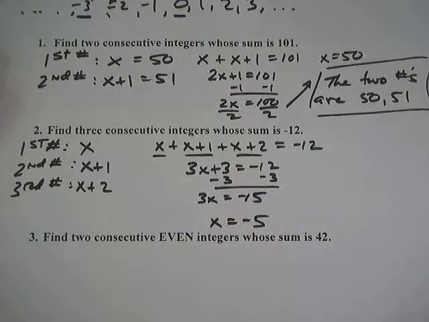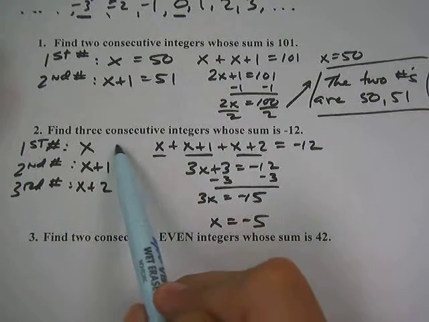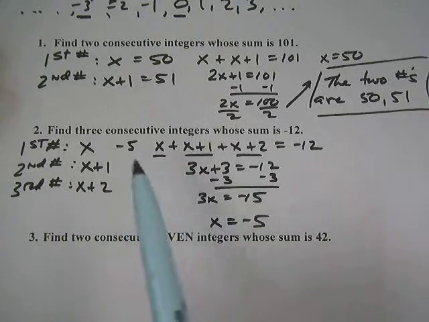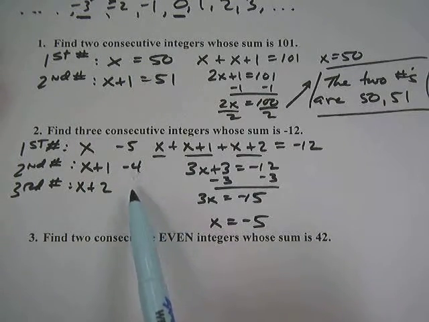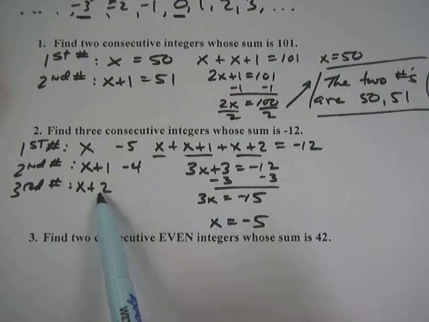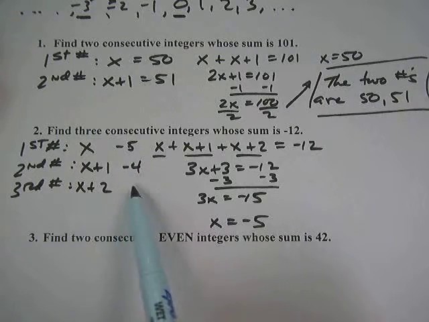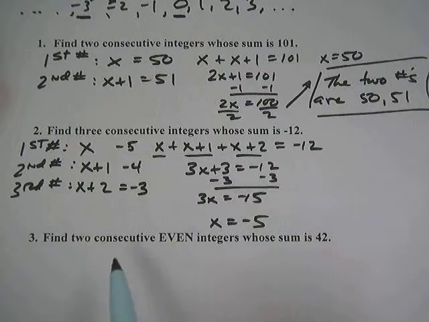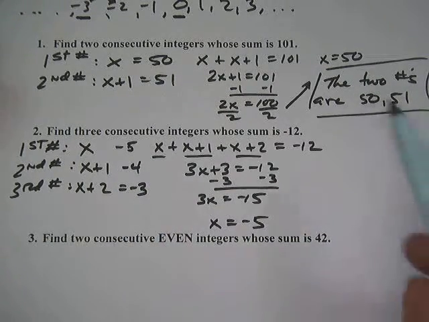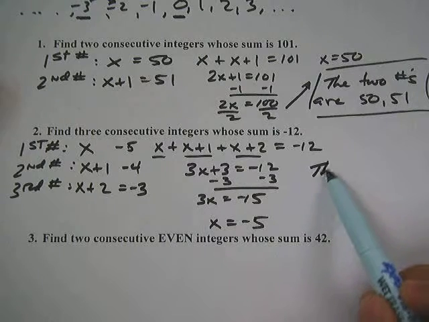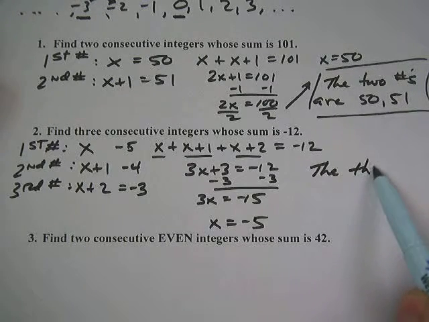3x is -15. Divide by 3, x is -5. So my first number is -5. What's my next number? Well, -5 plus 1, which is -4. And then the next one, -5 plus 2 is -3. Now, do -5, -4, -3 add up to -12?